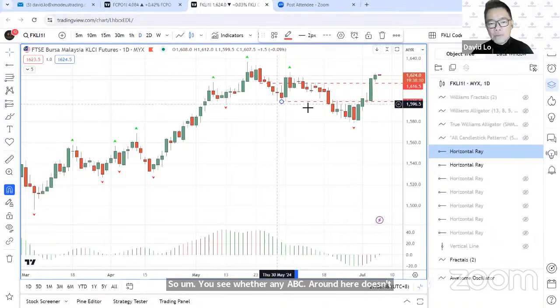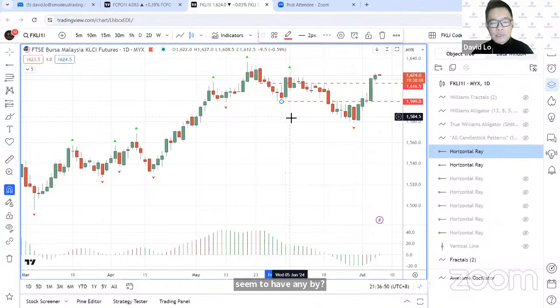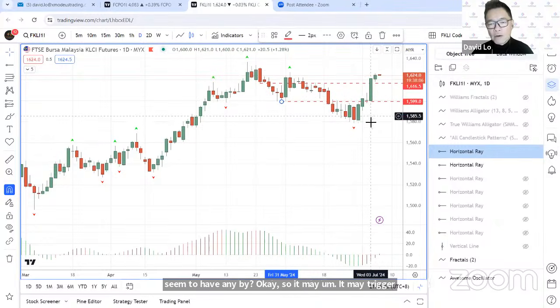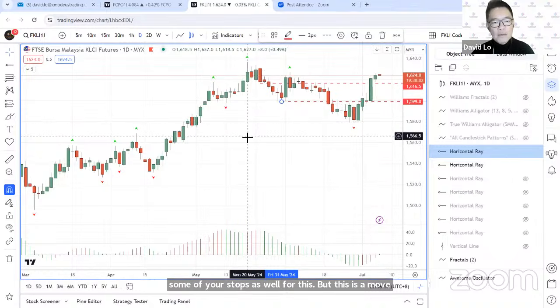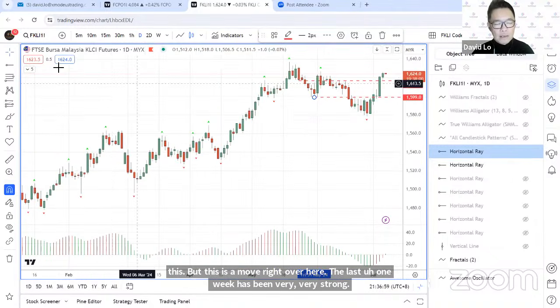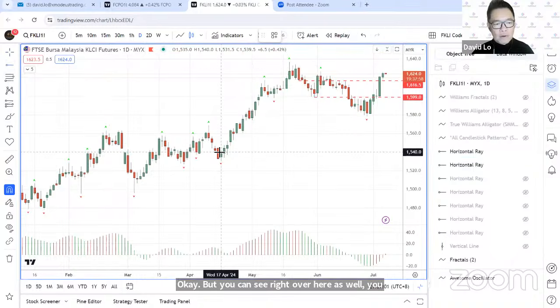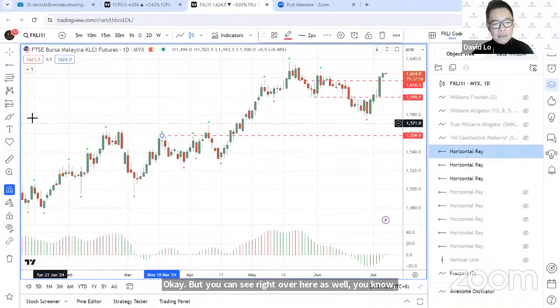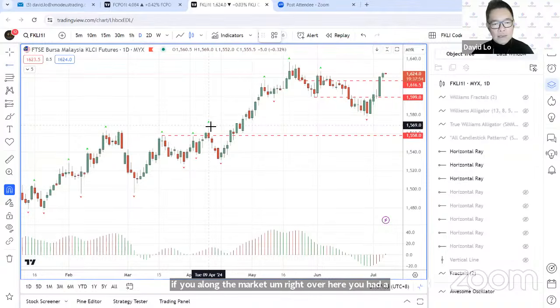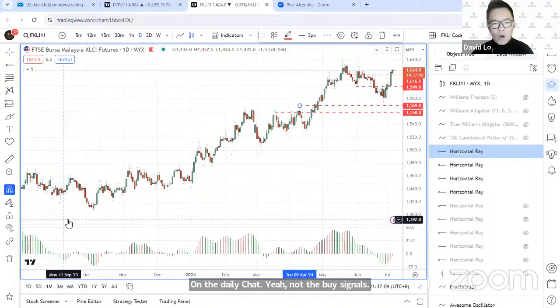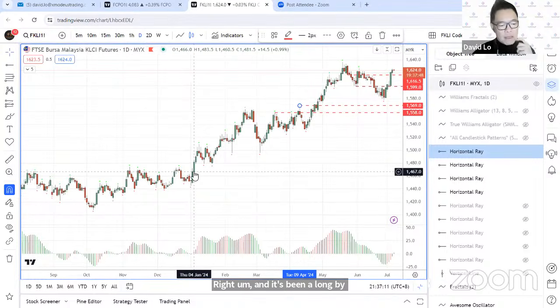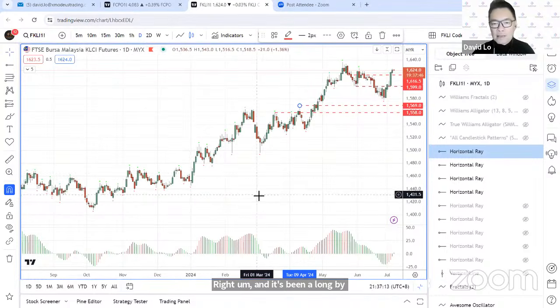So it may trigger some of your stops, because the move right over here, the last 1 week, has been very, very strong. But you can see right over here, if you were long the market, you had a lot of buy signals on the daily chart. It's been a long buy signal for a long, long time since last year.